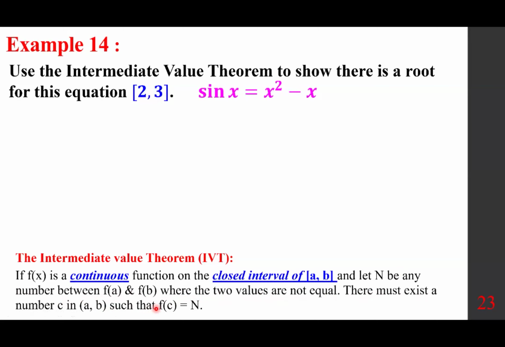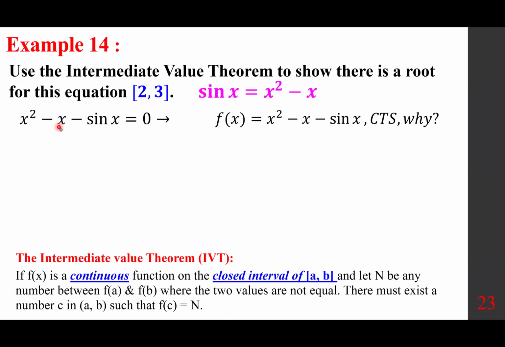Number one, we are going to look at some sort of a function by moving things around. So if I bring everything to the right or to the left, makes no difference, it becomes 0. This is what we are looking at. So the function of interest, f of x, is x squared minus x minus sine x, and it's a continuous function. Why is this continuous?